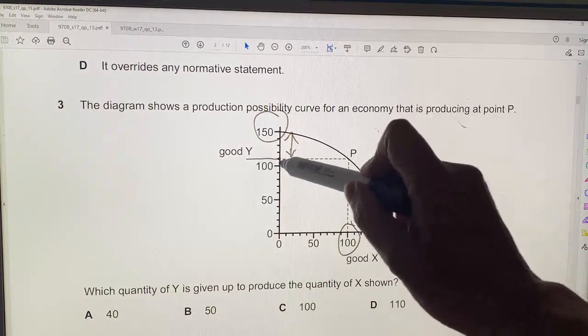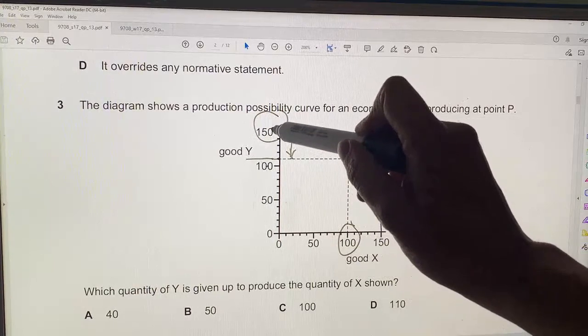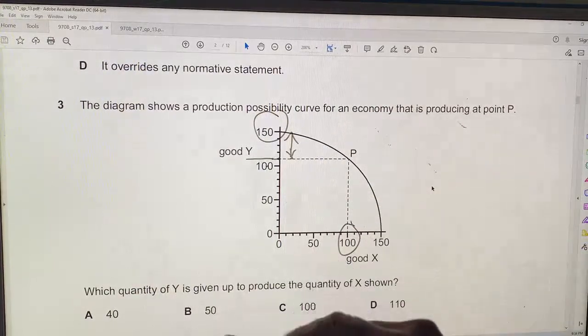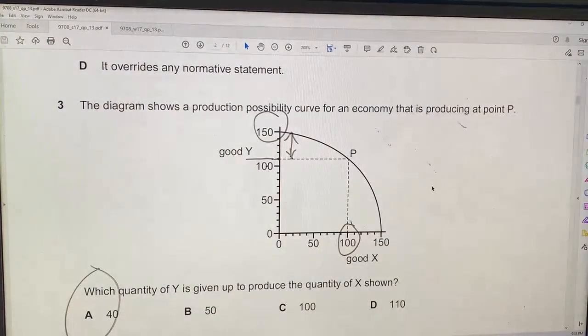I think that's 110. So 150 minus 110 is 40. Answer must be 40, right? Yes.